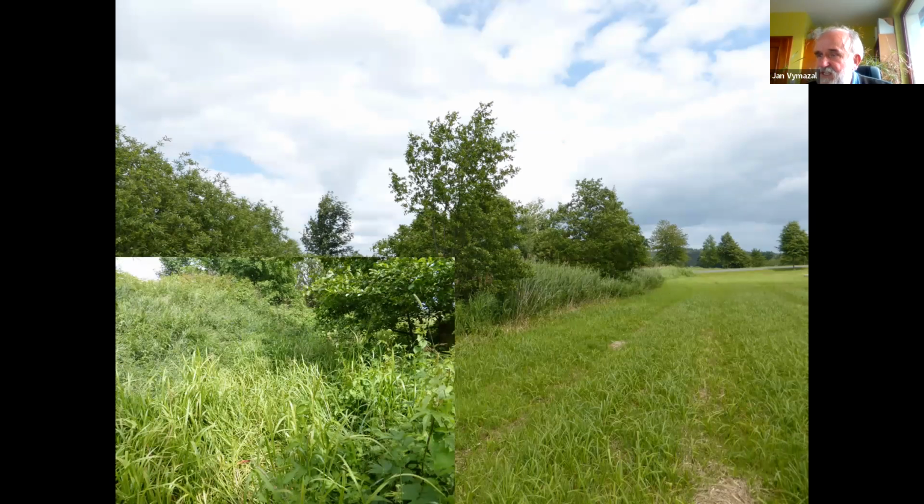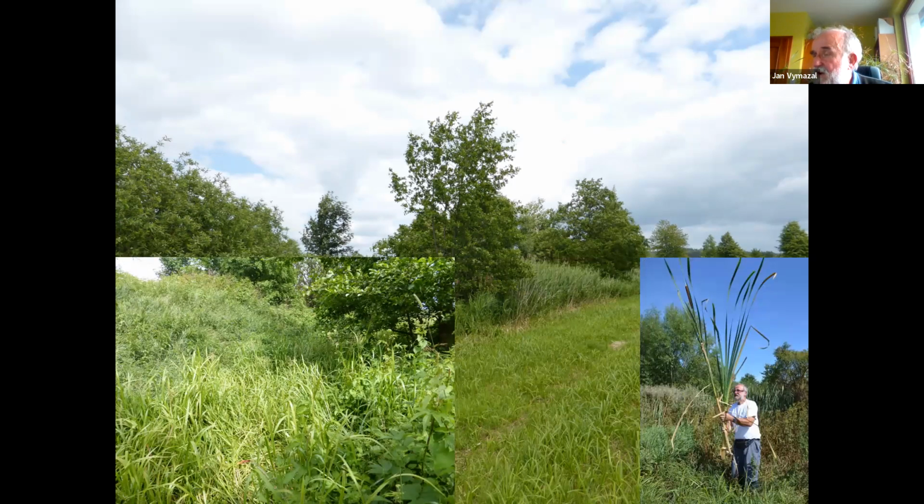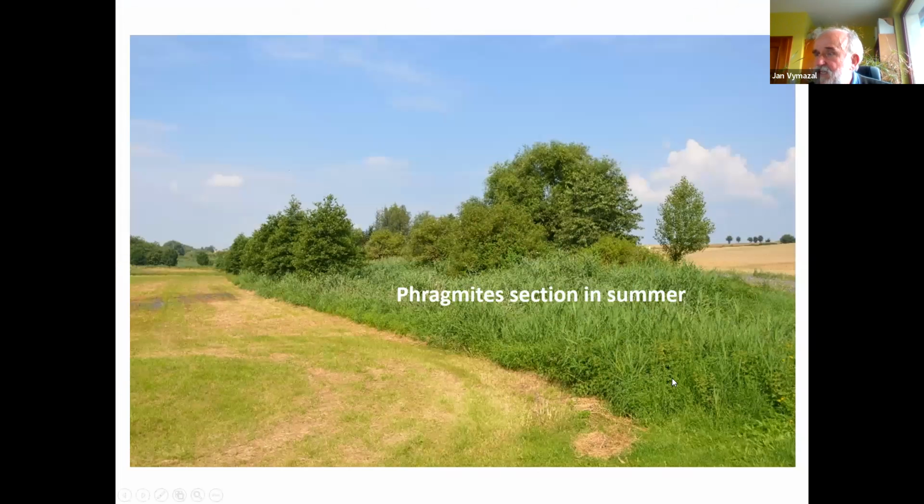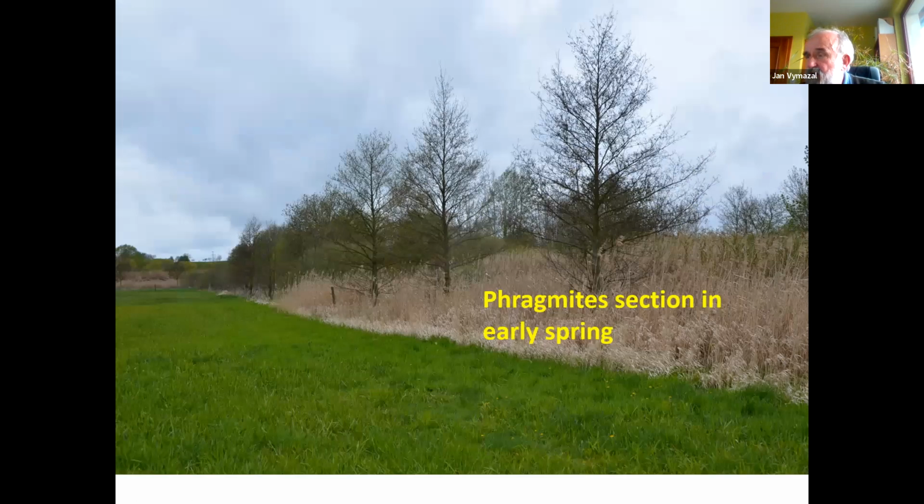Here is the example. This is Glyceria maxima, and this is Typha, which grew really very nicely up to 4 meters. And this is a Phragmites section during the summer. And this is the section during the spring. But the Phragmites is very distinct because the stems usually don't fall down during the winter, so they stay upright, and so you can very easily recognize them on the landscape.